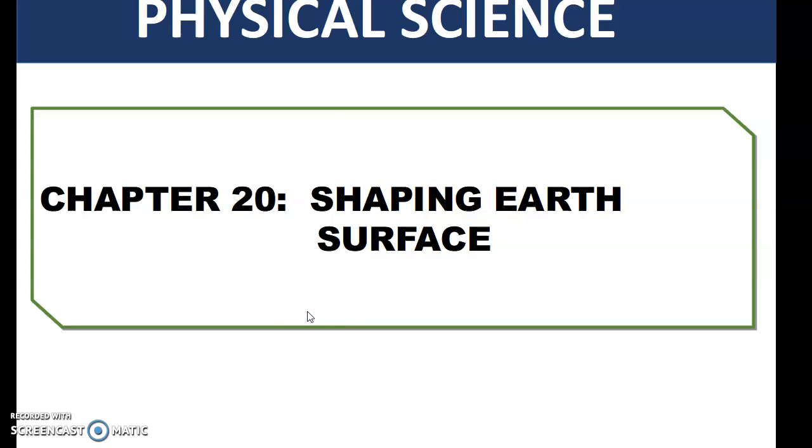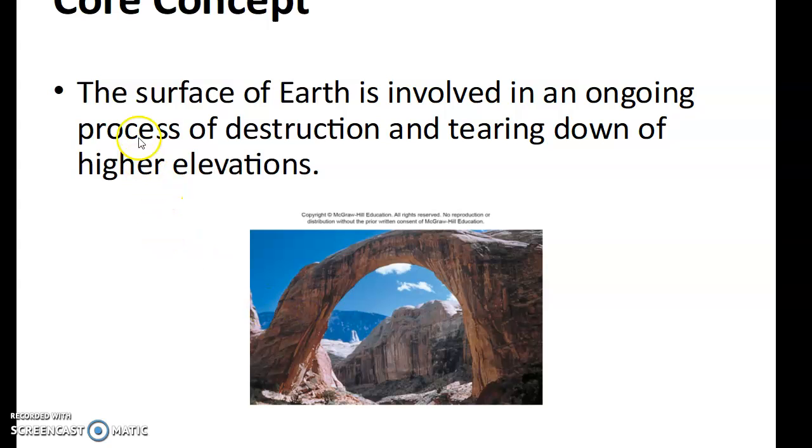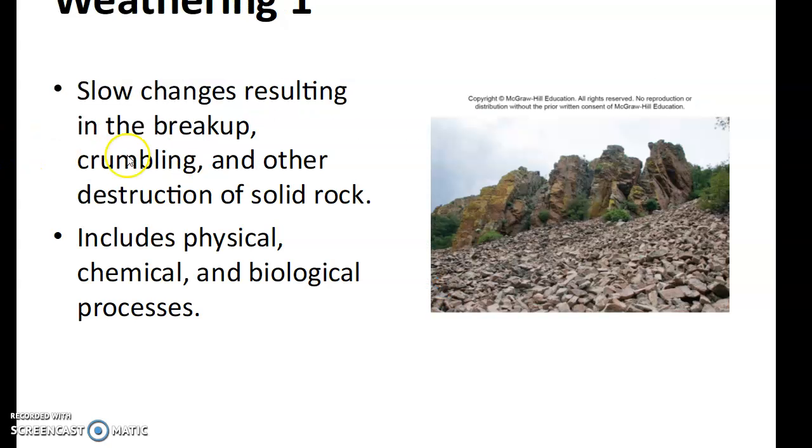We move on now to Chapter 20, Shaping the Earth's Surface. The surface of the Earth is involved in an ongoing process of destruction and tearing down of higher elevations. Erosion is a very common example of this. The slow changes result in the breakup, crumbling, or other destruction of solid rock, and this includes physical, chemical, and biological processes.